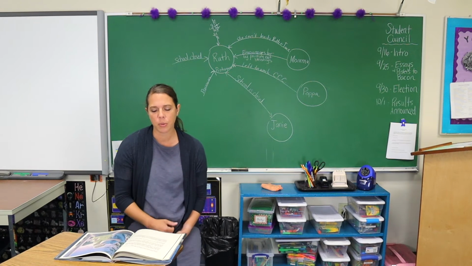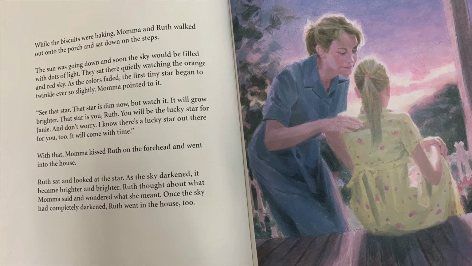While the biscuits were baking, Mama and Ruth walked out onto the porch and sat down on the steps. The sun was going down, and soon the sky would be filled with dots of light. They sat there quietly watching the orange and red sky. As the colors faded, the first tiny star began to twinkle ever so slightly. Mama pointed to it. "See that star? That star is dim now, but watch it. It will grow brighter. That star is you, Ruth, and you'll be the lucky star for Janie.